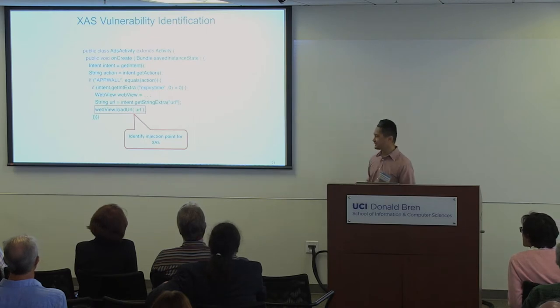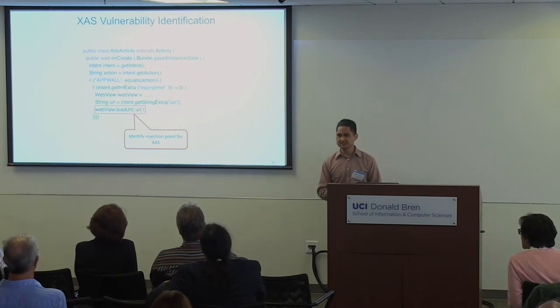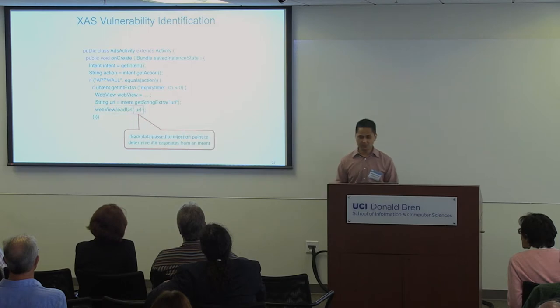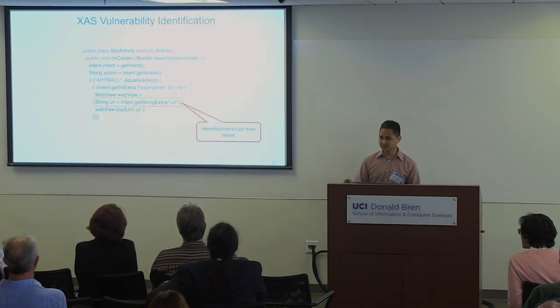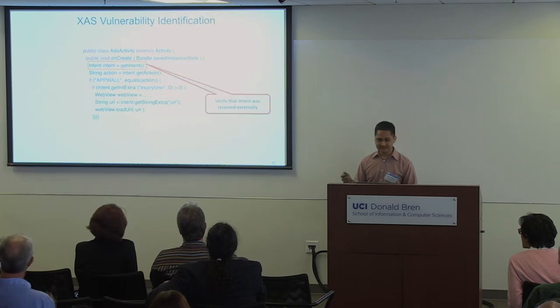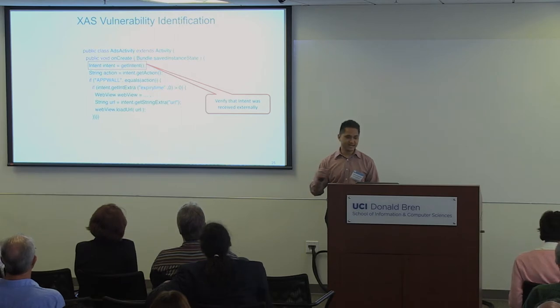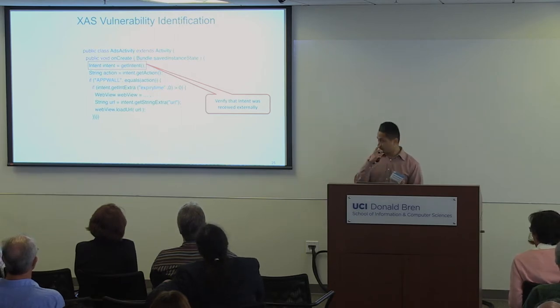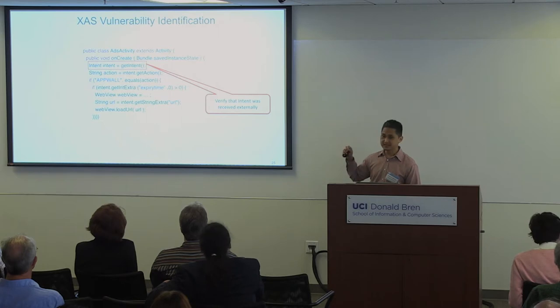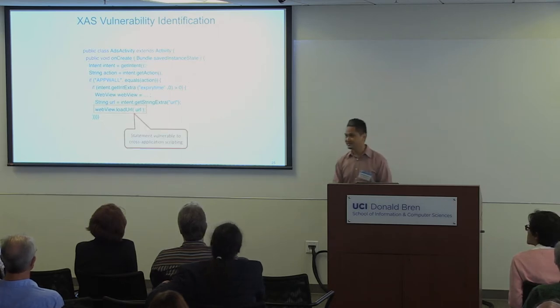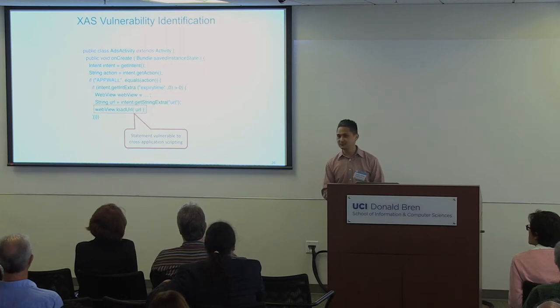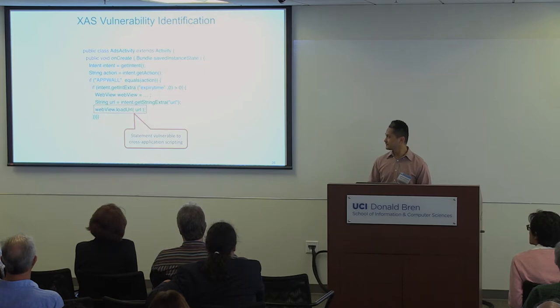Okay, so here's that code snippet again. Starting from this injection point where the URL is loaded, we're going to follow the data that's passed into there. And first we'll notice, okay, it is extracted from an intent. We're going to look at that intent. We're going to see that it was actually received outside of this particular component, which is shown here by this getIntent API call. And based on that, we know that this XAS vulnerability is in fact potentially exploitable.